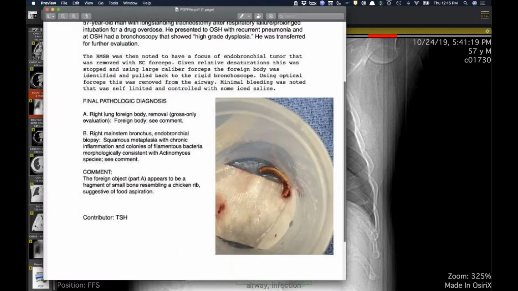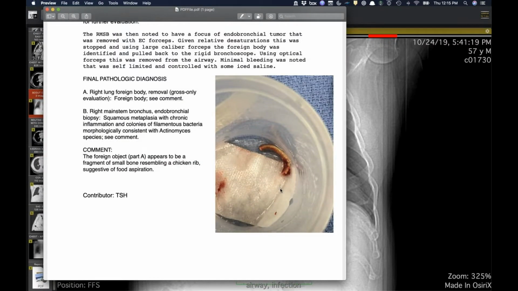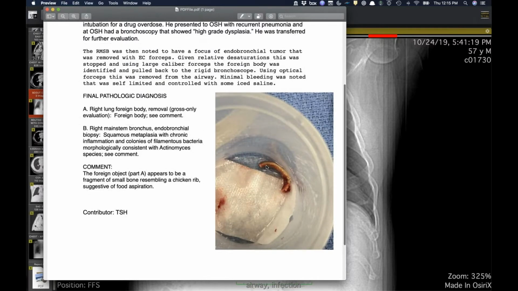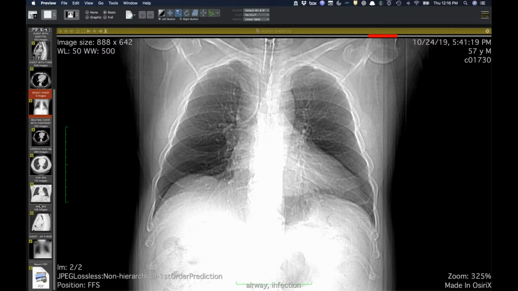And so this is what it is. It was a chicken bone, like a rib from a chicken. Apparently he eats fried chicken all the time, and probably just aspirated this. So it was not a tumor, as they originally thought, on the outside.